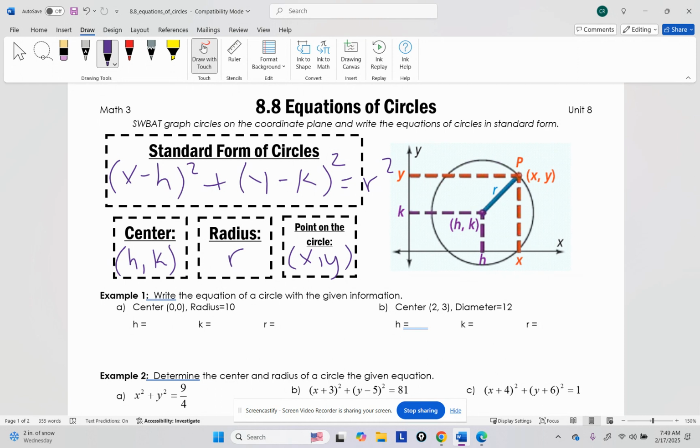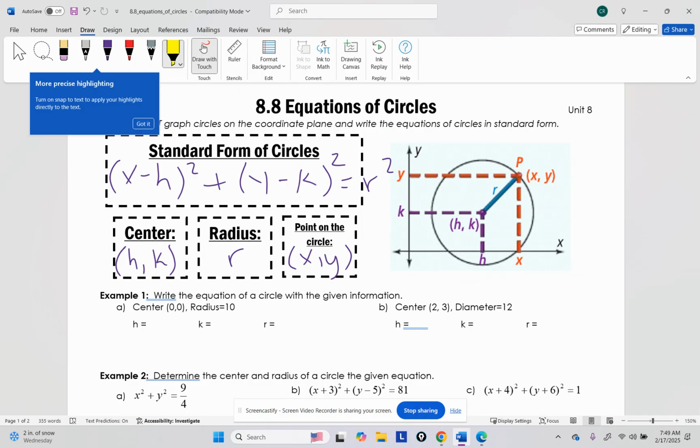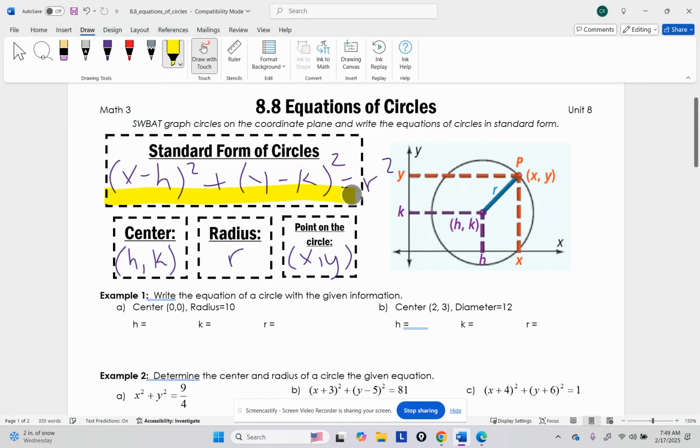All right. Example 1. It says write the equation of a circle with the given information. Your center is 0, 0, and your radius is 10. So we're going to look at the equation of a circle that we have right here, and use that to write our equations for example 1. So for example 1, the center is 0, 0, and my radius is 10. Remember, for the center, we have h and k. So my h is 0, and my k is 0. And my radius is telling me it is 10.